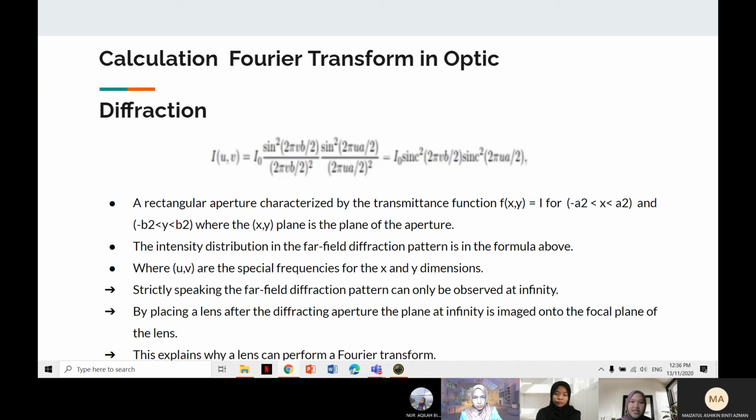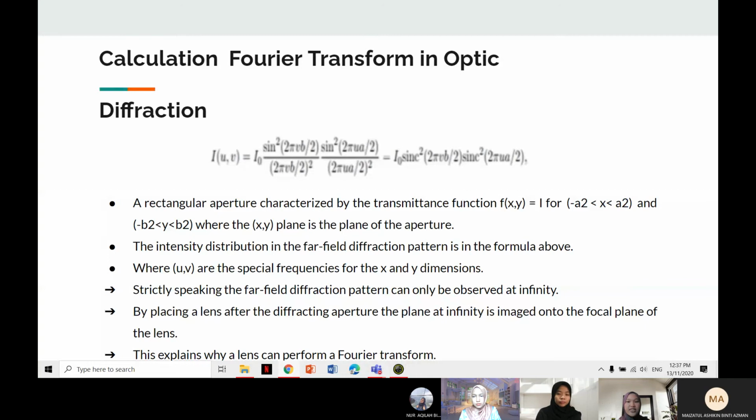Okay, this is the calculation of Fourier transform in optics in diffraction. This is a rectangular aperture characterized by the transmittance function f(x,y) equal to 1 for x between negative a/2 and a/2, and y between negative b/2 and b/2, where the xy plane is the plane of the aperture.